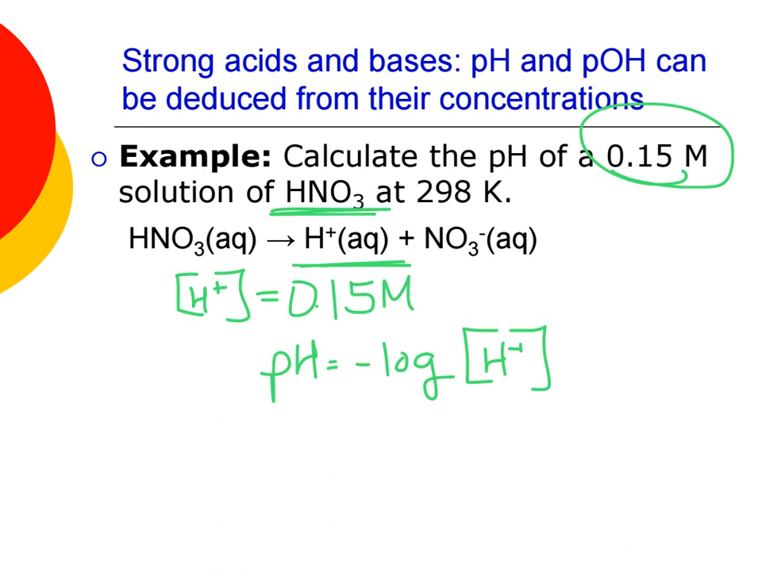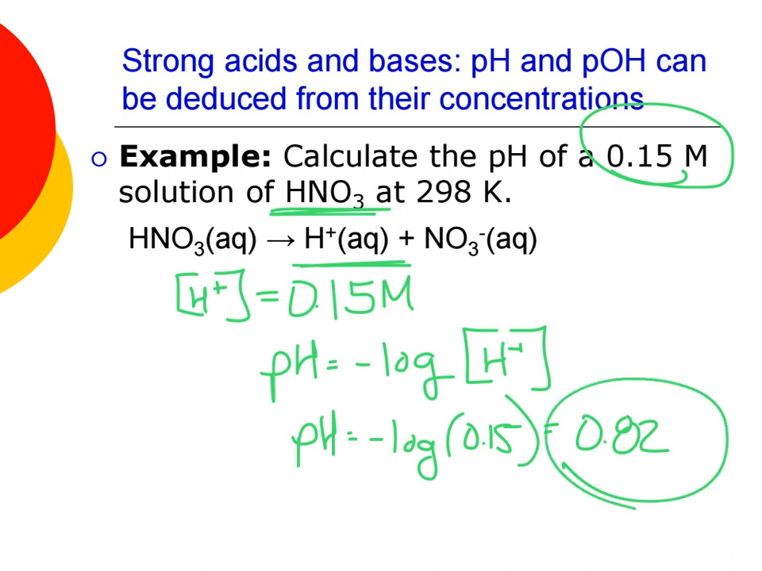Once we know the H plus concentration, we can plug that directly into the pH equation and we're able to solve directly for the pH. And the negative log of 0.15 is 0.82. So that would be our final answer for the pH. No need to find the complement of 14 because this time we were given the hydrogen concentration in the first place.